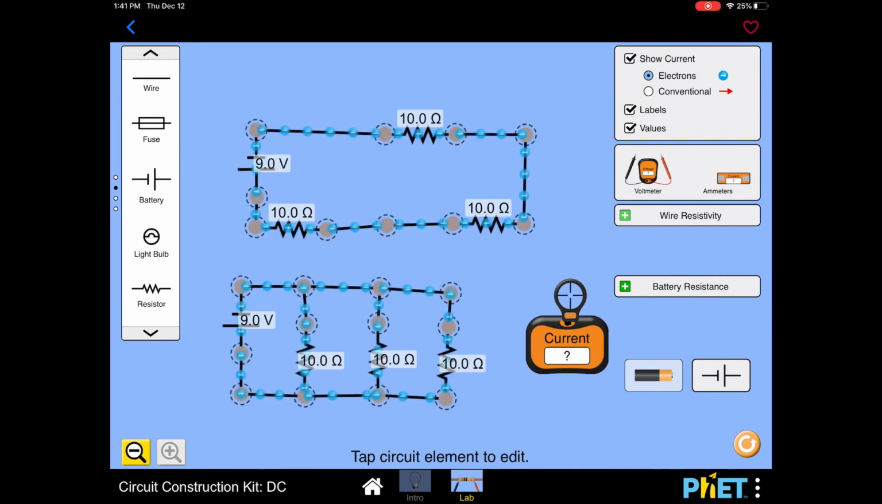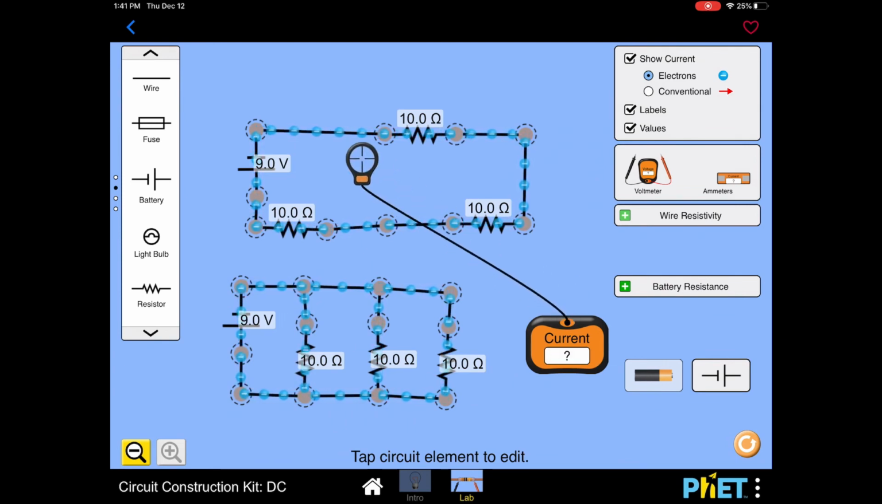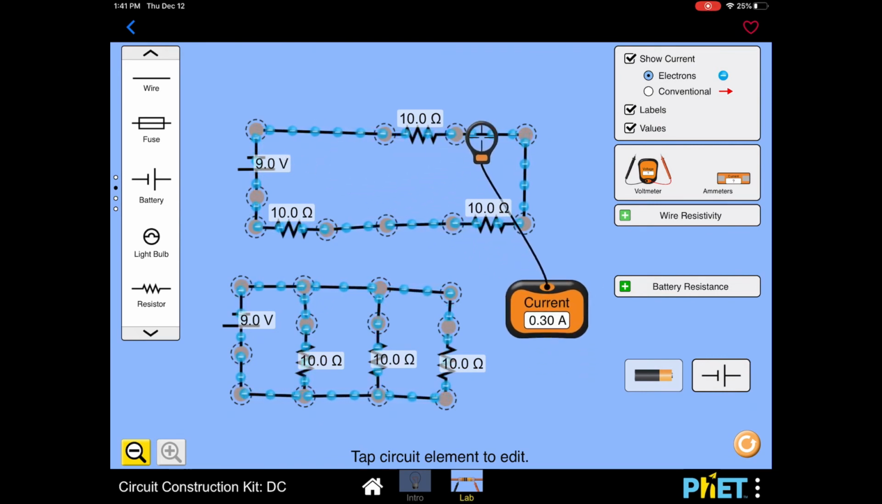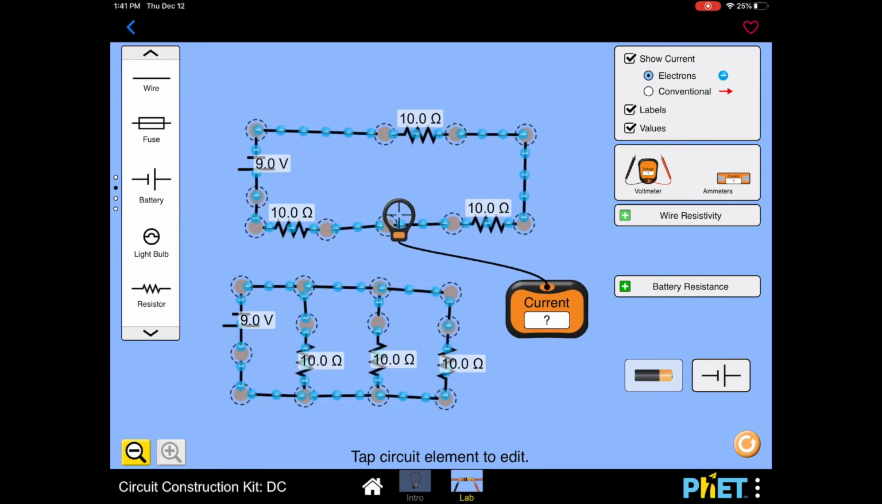The current law says that in any junction, the total current going in should equal the total current coming out of the junction. When there is no junction, you can see we have a current of 0.3 amps everywhere along the circuit. Okay, so that's for a series circuit.